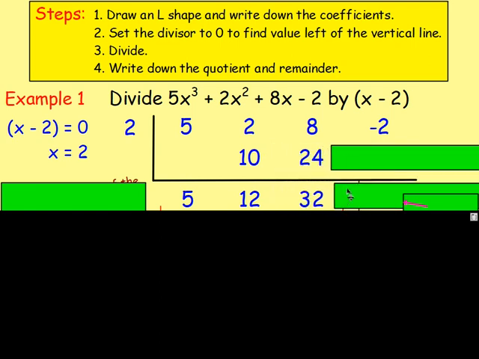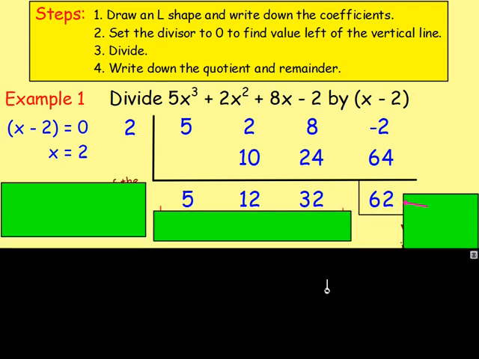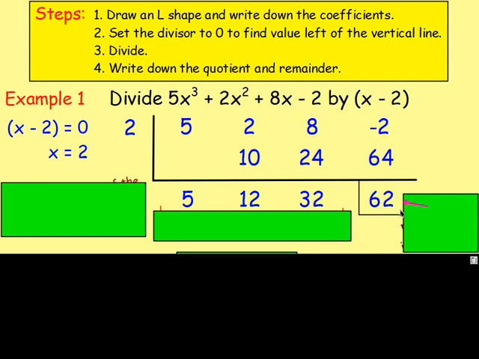Add will give us 32. Multiply across gives us 64. And if you add the columns, again, you end up with 62. This number that we get out on the end, this 62, is the remainder. Remember, when we're dividing by x minus 2, the remainder will be f of 2, just using a substitution the way we did. So, because here we've got a 2, you can say that f of 2 is 62. In other words, that is your remainder.